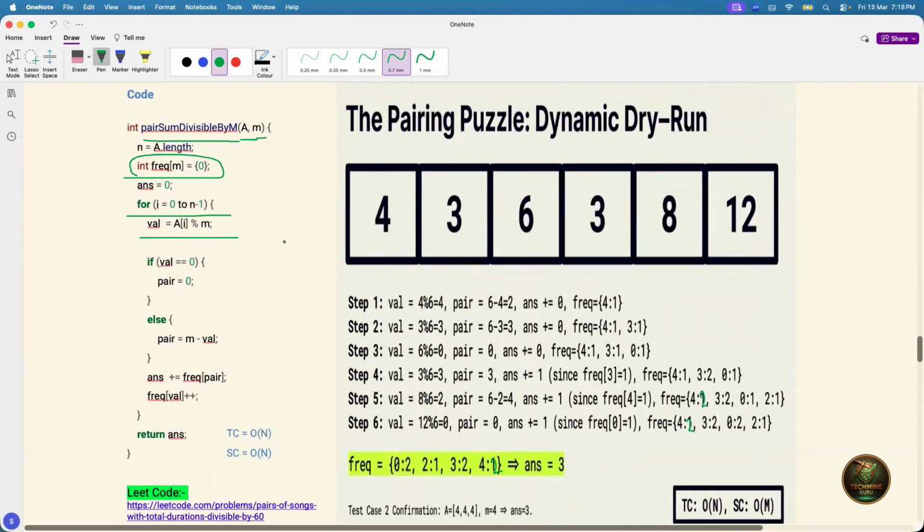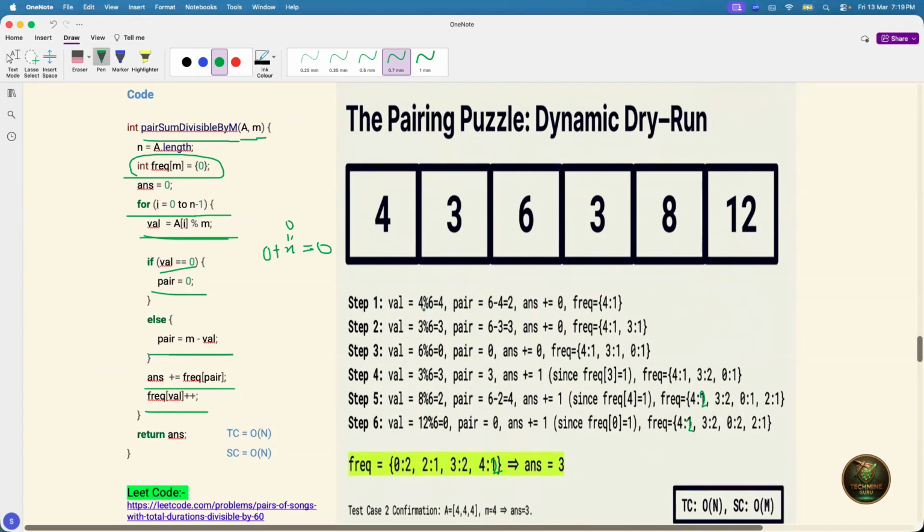and you will calculate the value. If your value comes as 0, anything added with 0, if the answer is also 0, then this number should also be 0 only. So if the value is 0, then its pair should also be 0. So one of the pairs is 0. Similarly, if the value is not 0, then the other pair would be m minus value, right? And we will count the frequency of that pair in an answer variable, and we will increase the frequency of the value in our map.